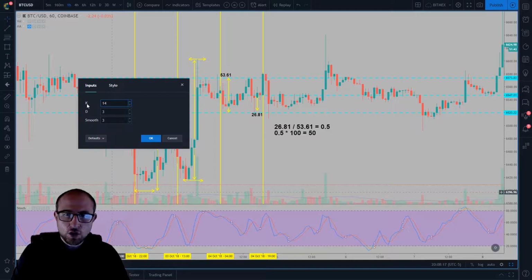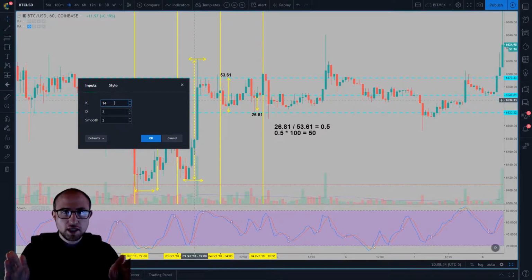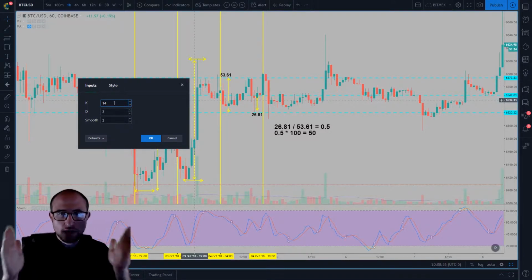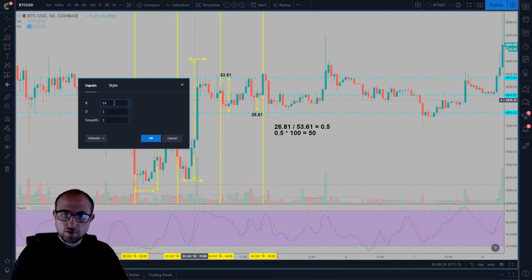Well, K corresponds to the actual stochastic period that the calculation is being performed in, and that is designated here by the blue line. Now, 14 is how many candle bars, what period the calculation is taking place in. If you were to change it to 20, you'd be looking at a period of 20 bars. If you change it to 30, you'd be looking at 30 bars, and so on and so forth.